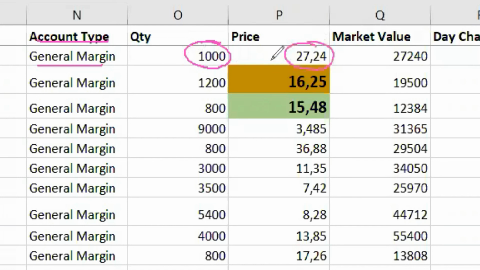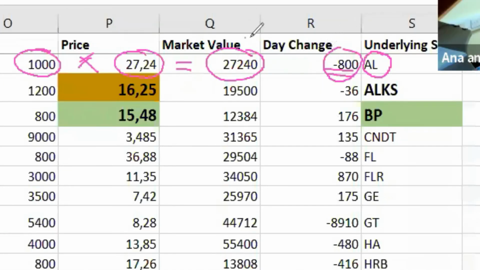The price is the price at which the shares are trading at this moment that this snapshot was taken. A market value is obtained by multiplying the quantity, the number of shares that we have, by the price that they are trading at in the market at this moment. Day change is the difference between the market value yesterday and the market value today.